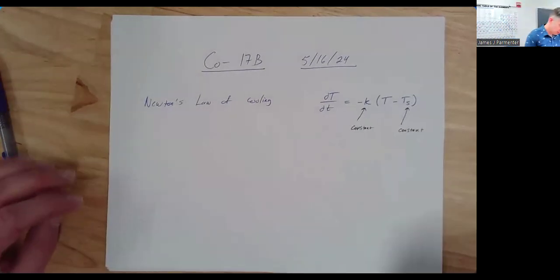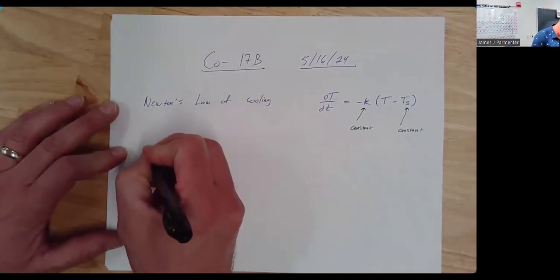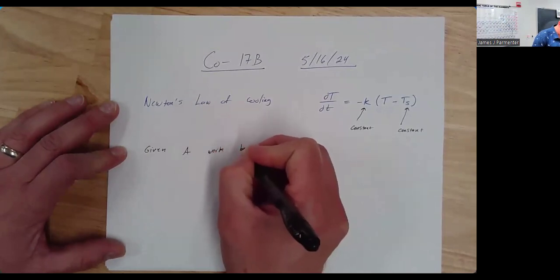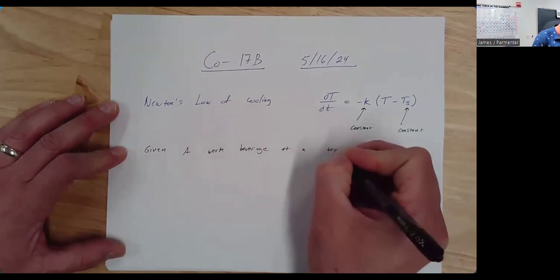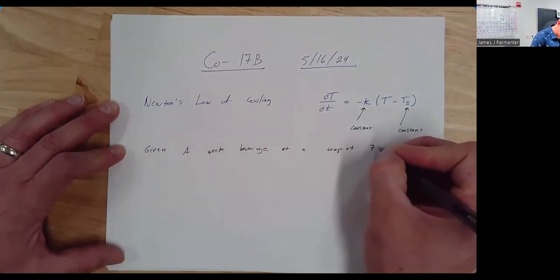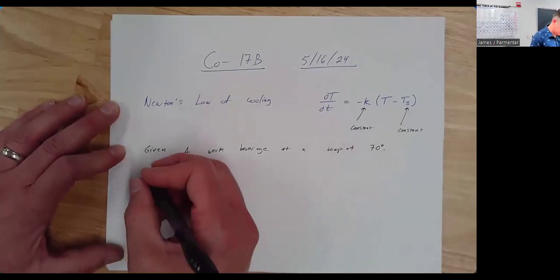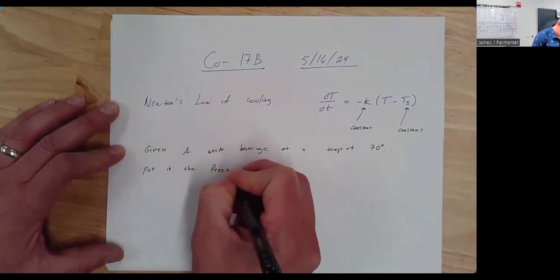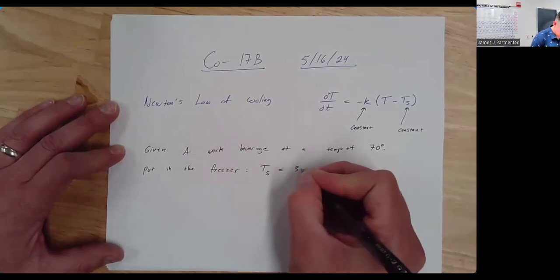Okay, so for example, let's actually use the beverage as an example. So we're given a warm beverage that we'd like to be cold at a temperature of, let's say it's too hot to drink, it's a spicy 70 degrees. And we're going to put it in the freezer to cool it down as fast as possible. So we put it in the freezer with a given surrounding temperature of 32 degrees.